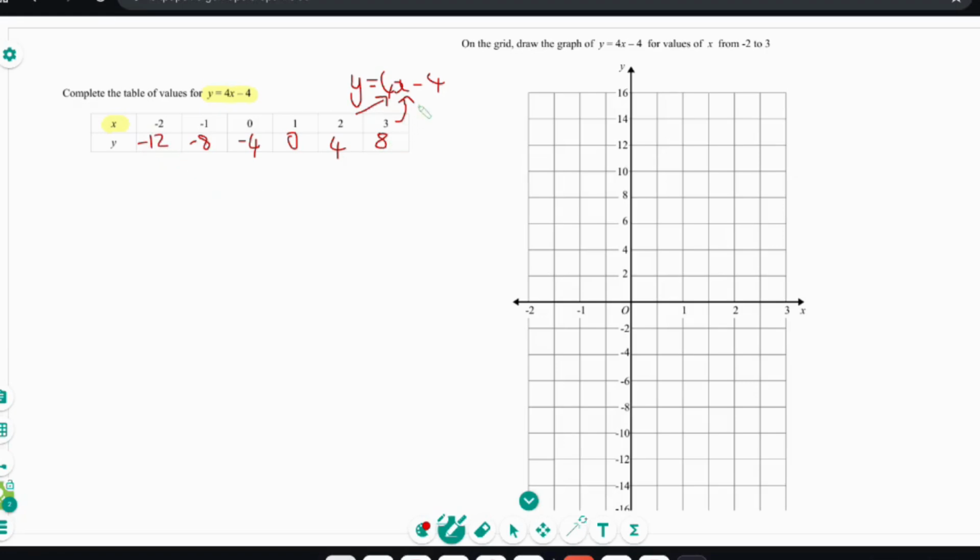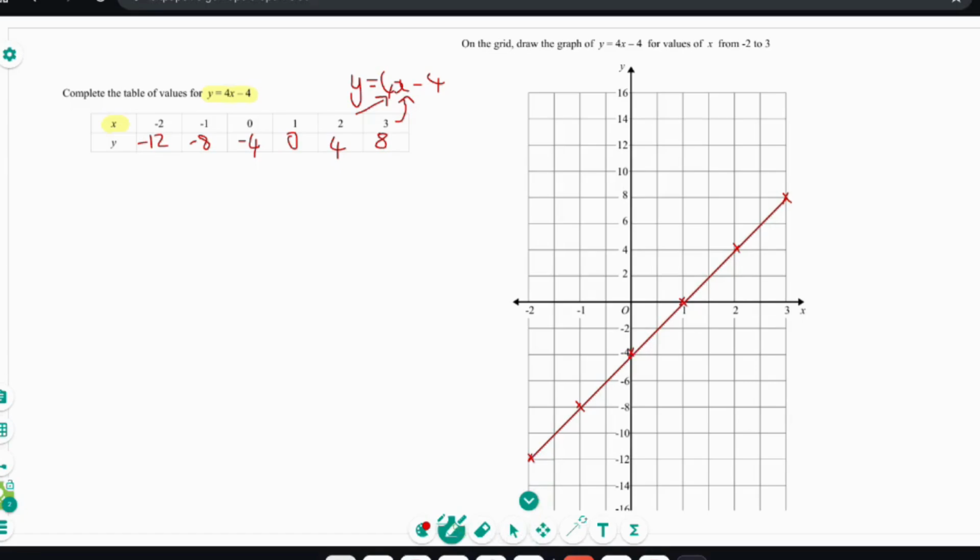Once we've generated our values, we can now plot them on the graph. So (3, 8), (2, 4), (1, 0), (0, negative 4), (negative 1, negative 8), and (negative 2, negative 12). Then we simply join our crosses to form a straight line.